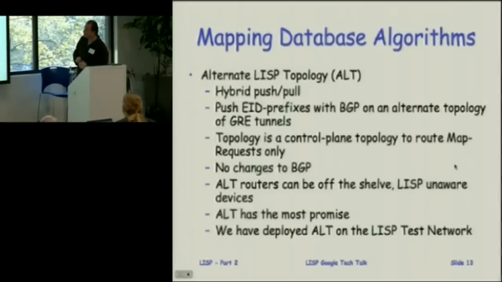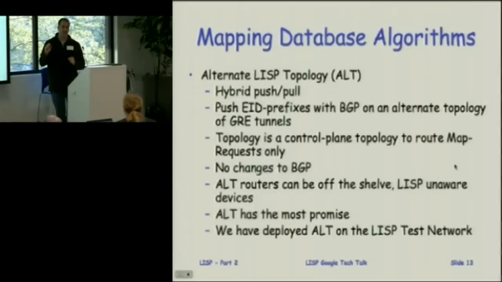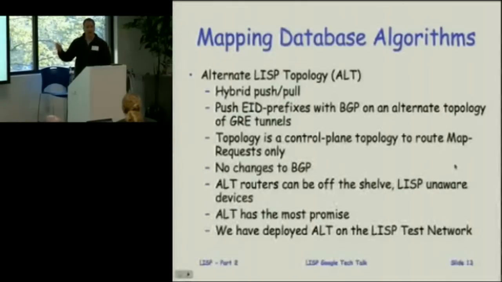You'll see in a minute. No changes to BGP whatsoever. These ALT routers can be off-the-shelf Linux boxes. They can be Juniper routers. It doesn't matter. You're just taking a packet called a map request, and you're routing it on this logical topology. So we think ALT has the most promise, and we've been looking at it quite a bit. We're in, I think, our 3rd or 4th rev of the internet draft, and we have it deployed. We'll talk about the deployed network next week. We think it has a lot of promise, and it just dropped in so simply. It was one of the easiest technology introductions that we could have ever done, and we'll explain in more detail how this ALT works.